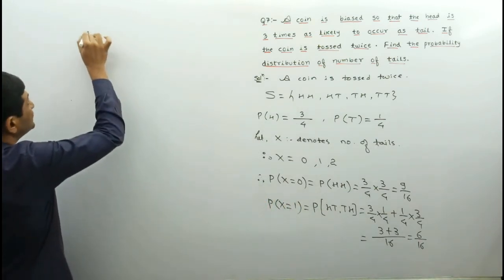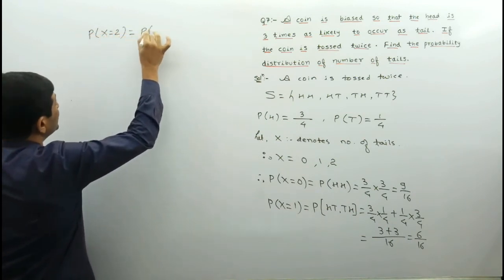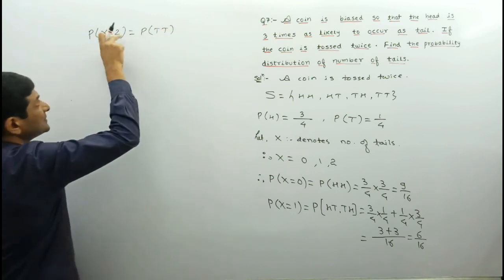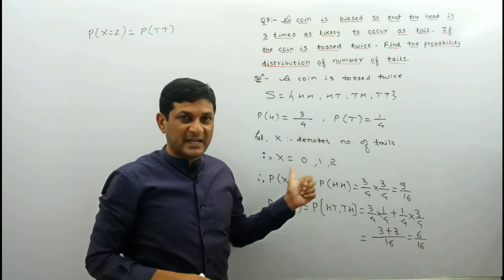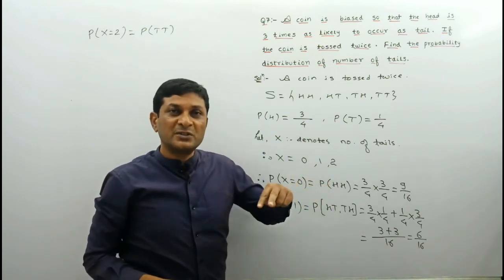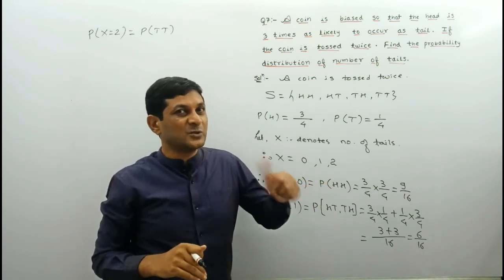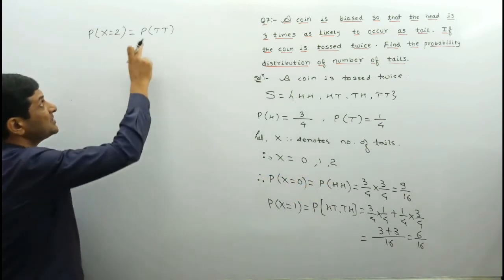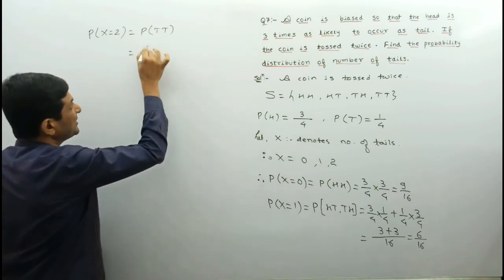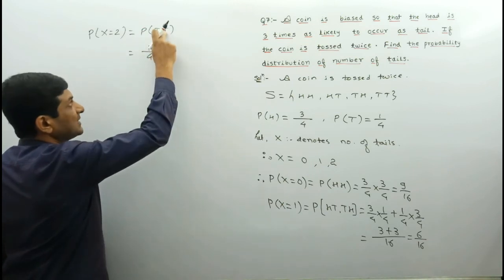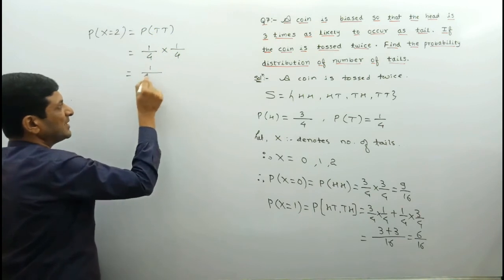Now we are finding the probability when x is equal to 2. X equal to 2 means in both cases tail comes up, because x shows the number of tails. If the coin is tossed the first time, tail comes up, and the second time also tail comes up. So that's why we can say that x is equal to 2. If the first time tail comes up, its probability is 1/4, and the second time tail comes up, its probability is already given to us as 1/4, which is equal to 1/16.